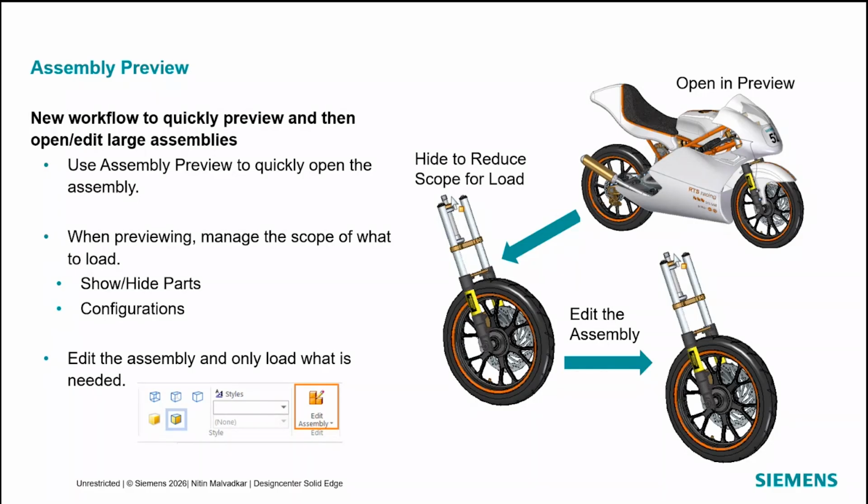For example, what we see over here is the whole bike in preview. But now we want to work only on the front suspension. So with the help of assembly preview, we can hide the rest of the models using display configurations. And once this display configuration is visible, we can now edit the assembly so that only these components are loaded to disk.